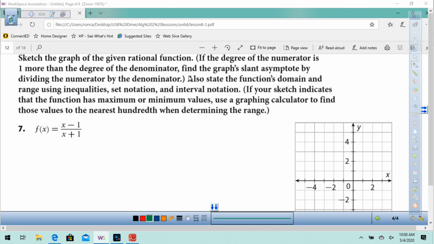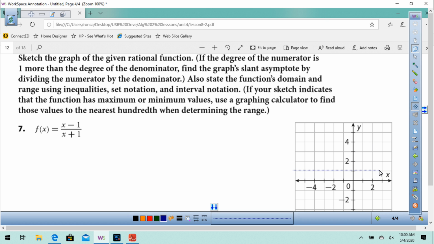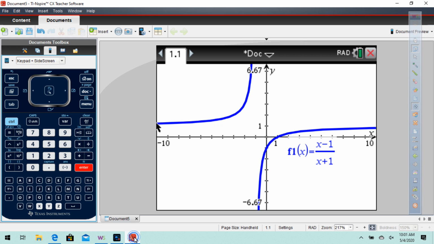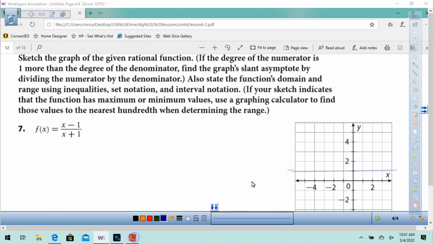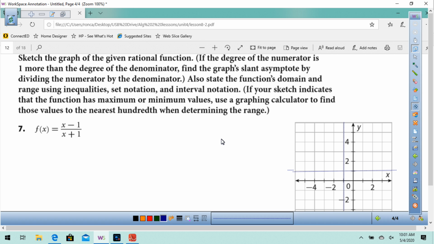Sketch the graph of the given rational function. So we know that here we're going to have something that's a little high. And then we also know that we have one here. Now, where did I get those from? I got them from the calculator. How can I get them from the function?